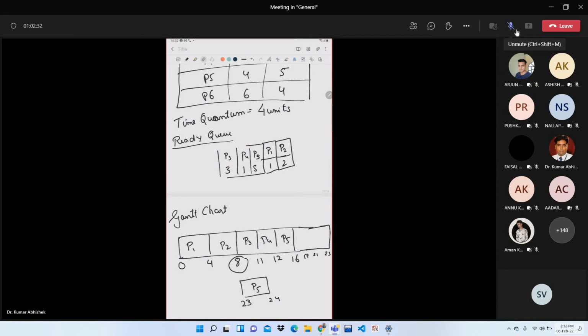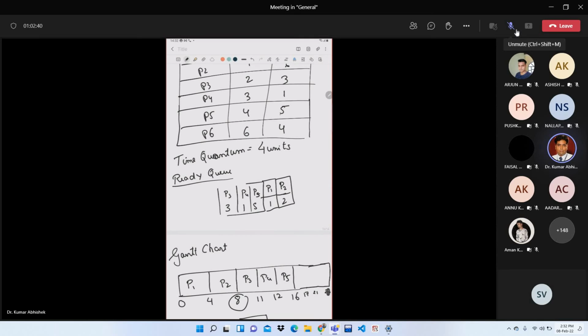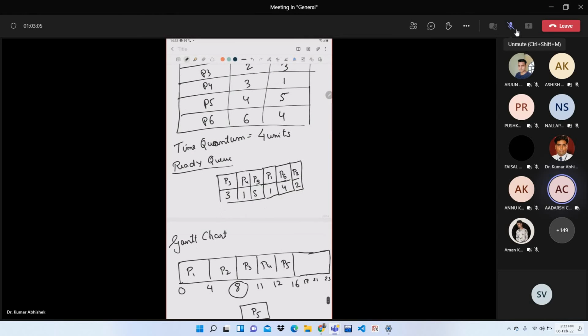P6 enters the queue. So at time 6, sorry, that's wrong, at time 6, P6 has entered. P6 has entered with 4 quantum. And at time 8, P2 is moved to the end of the queue, which has 2 units remaining. Is it clear now? Yes, sir. So this is at time 8.